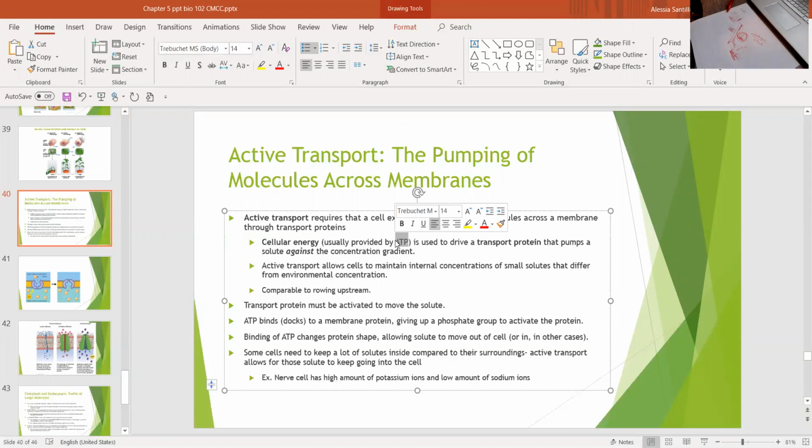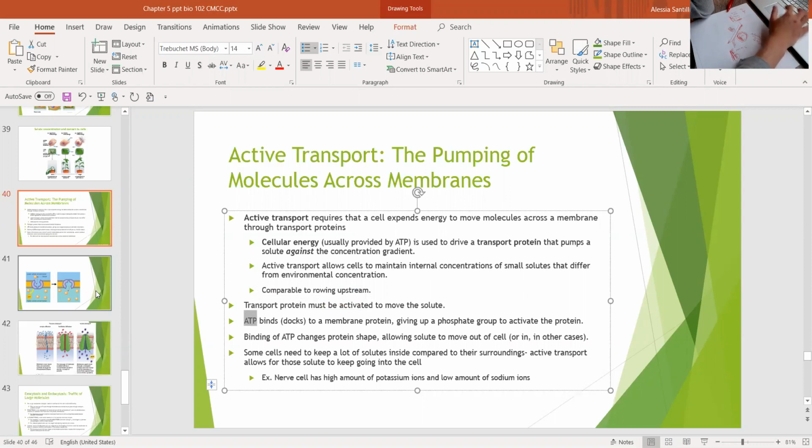But I also like to compare it as like going back up the slide. Okay. So in order for active transport to happen, you need a transport protein, and you also need an ATP. You need ATP because this requires energy.